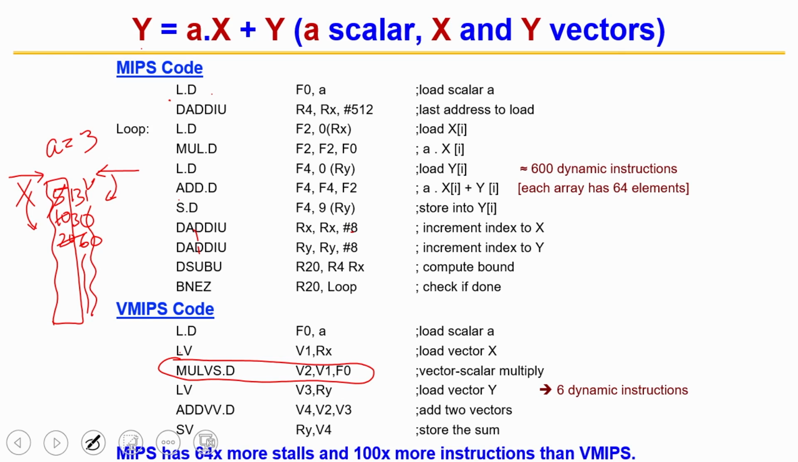That multiplication is done, then you load y, you get the whole array in a single shot, and then you add, you are done with that. And so, basically now you are looking at about 6 instructions, 6 versus 600, that is the speed up of 100 times. Any questions?